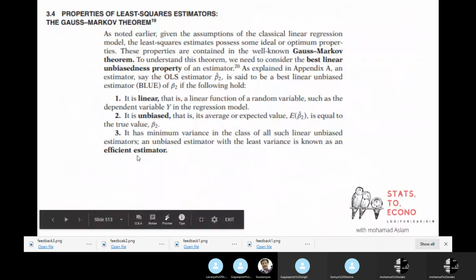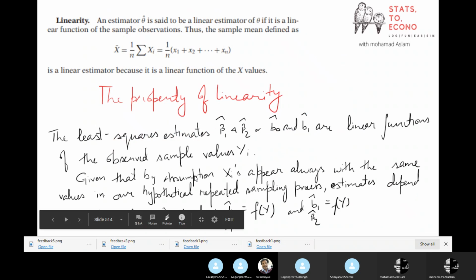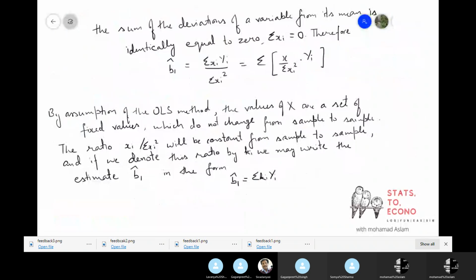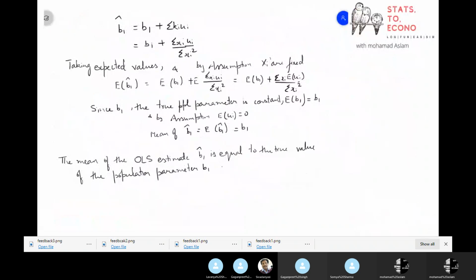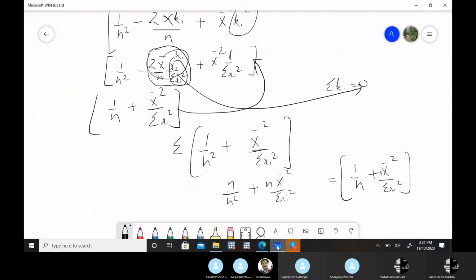This is the third property, the efficient estimator. It means it has the minimum variance in the class of all such linear unbiased estimators, and an unbiased estimator with the least variance is known as an efficient estimator. Now we have to prove this minimum variance, but before that there is one important derivation that we have to understand, and I'll tell you the reason. Just one slight mistake, I think. Yeah, here, this n will not be part of here because it's already this particular value.